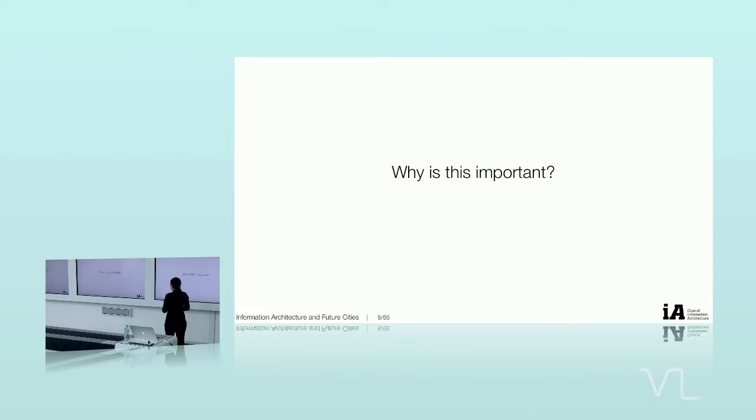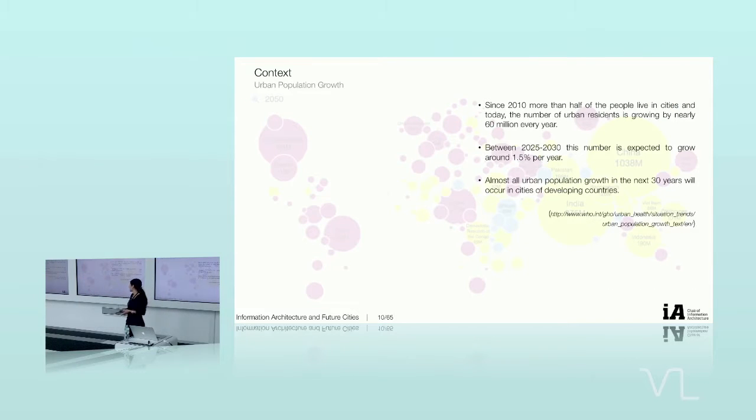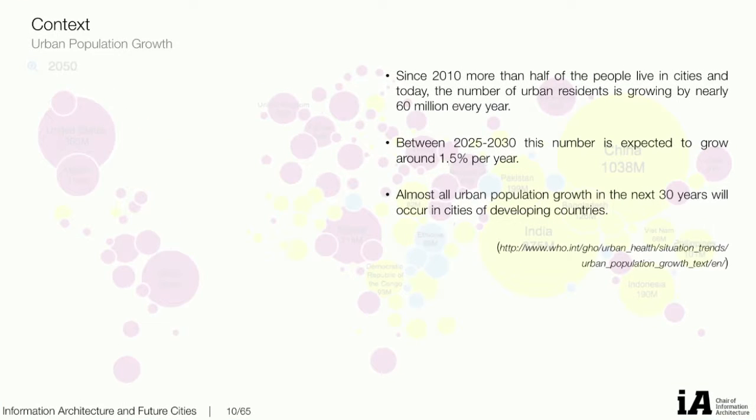So why is all of this important? As most of you know, urban population growth is increasing. Since 2010, and others say since 2012, but around this time, more than half of the people live in cities, and this number is expected to grow around 1.5% per year. And the other very important issue is that this growth is going to occur mainly in developing cities.